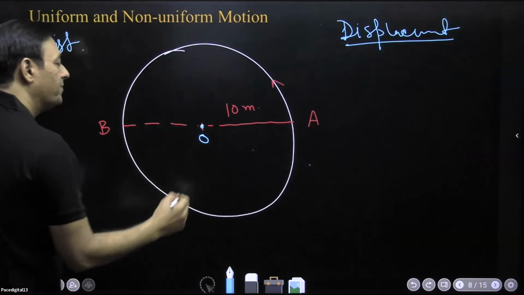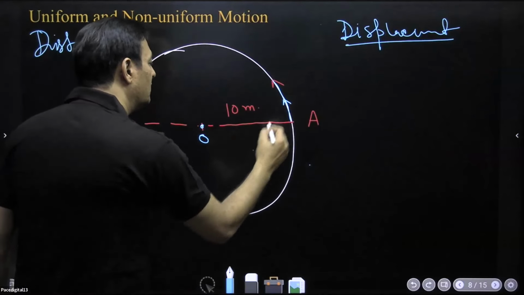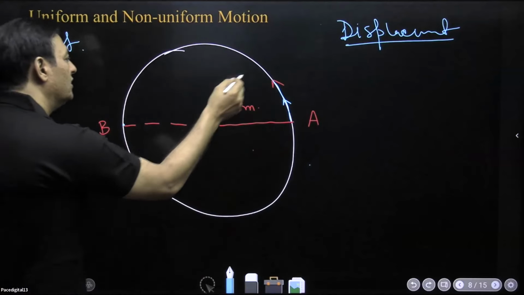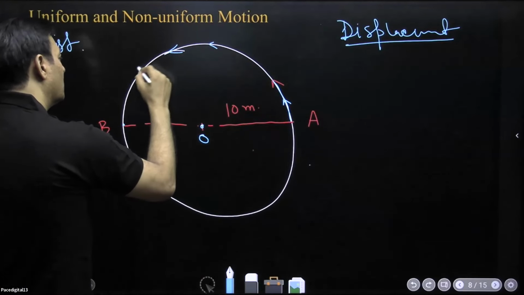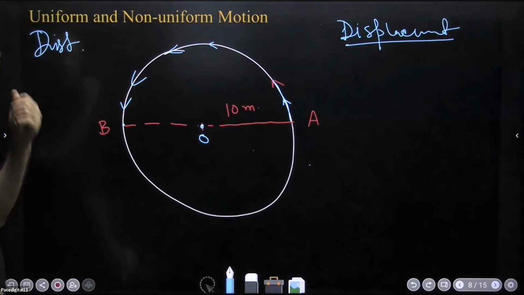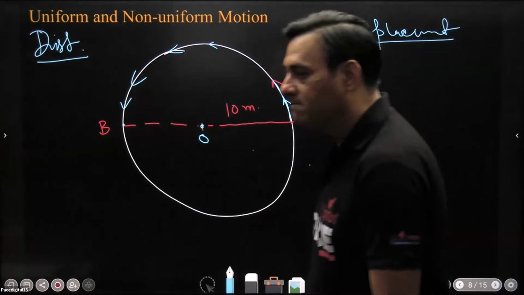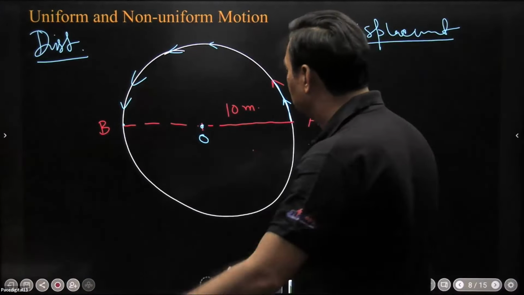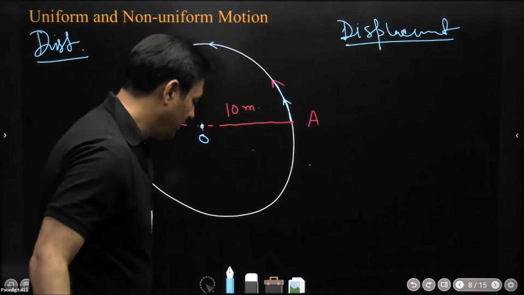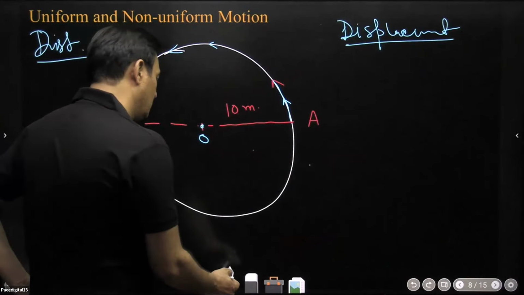The center is here, O. I am saying the body moved along this circular path from A to B and reached here like this. Now, you have to tell me what is the distance covered and what is the displacement. Quick. It's like the distance is 41.42. Okay. Now, everyone please pay attention and learn.